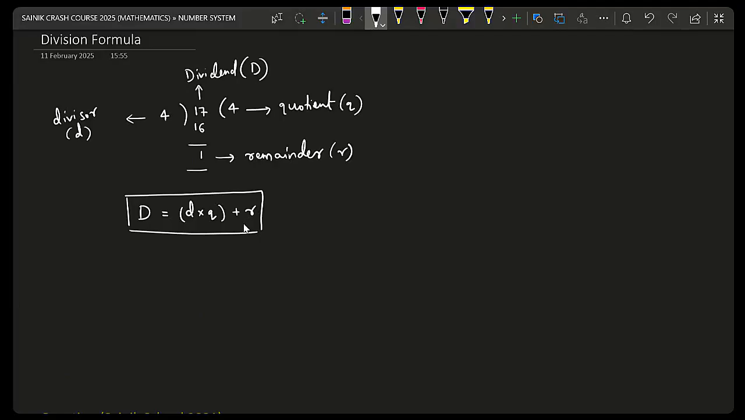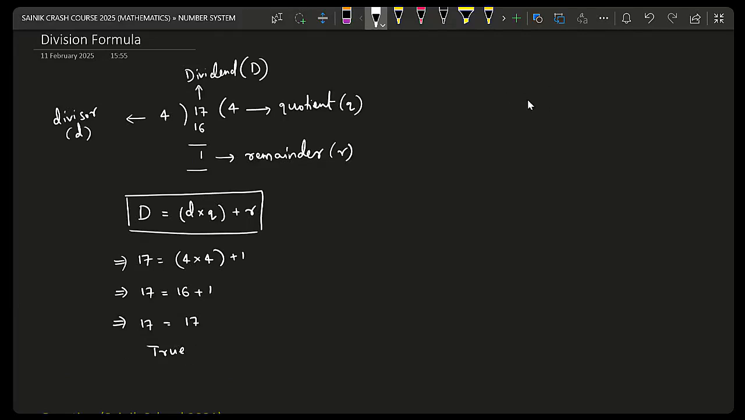We can even check any division we have completed, whether it is correct or not, with the help of this division formula. So let us verify this division. Dividend is 17, divisor is 4, quotient is also 4, and the remainder is 1. So 17 is equal to 4 fours are 16, plus 1. So we get 17 is equal to 17. True. That means the division we have done is correct.